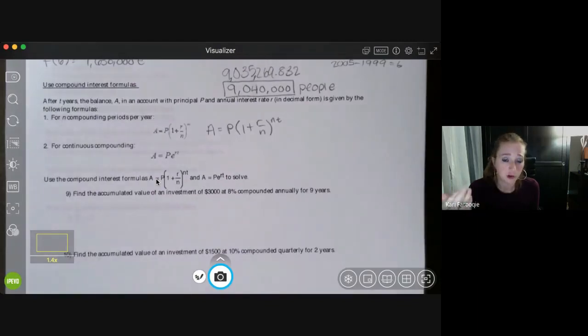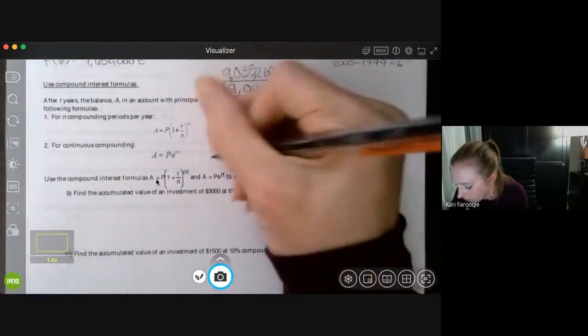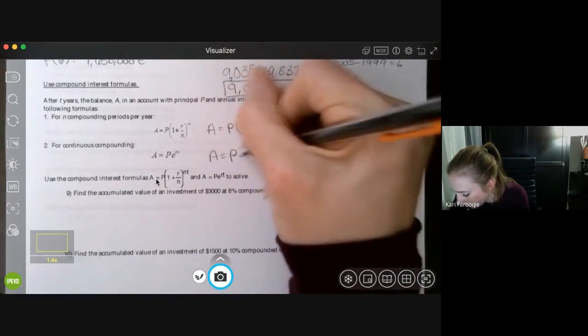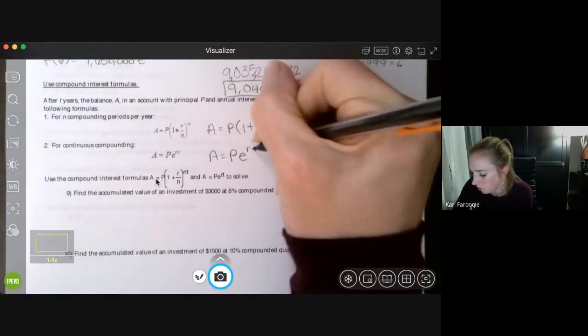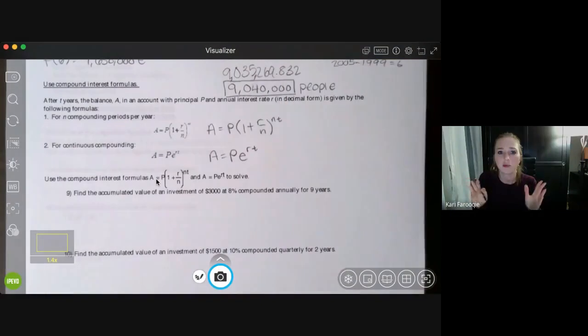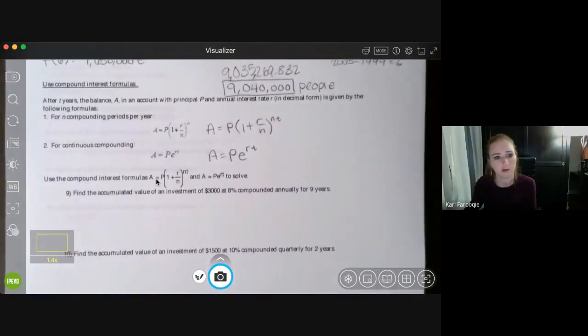You might be told that the compounding is continuous. In that case, you have a formula for continuous compounding. It's A equals P times E to the RT. Some people call this PERT. Call it PERT if you want to. I'll know what you're talking about. But technically, the RT is in the exponent.